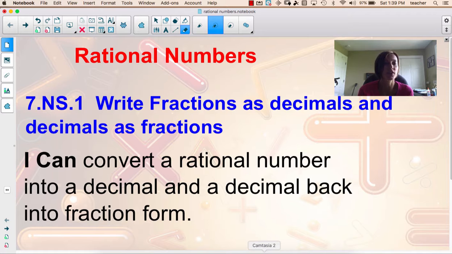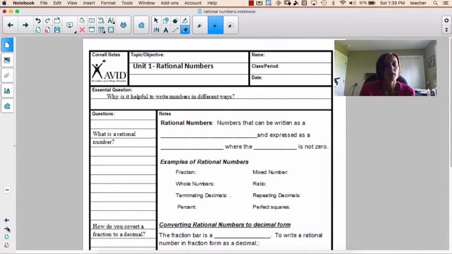It's just kind of an overview of the unit. Our standard is 7.NS.1, write fractions as decimals and decimals as fractions. I can convert a rational number into a decimal and a decimal back into fraction form, things that you have probably done in elementary school. So we take a look at our note packet, get out a pencil, and get ready.